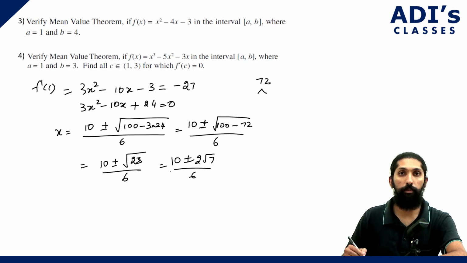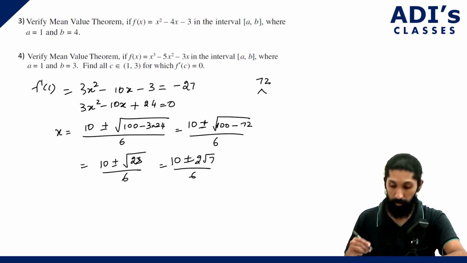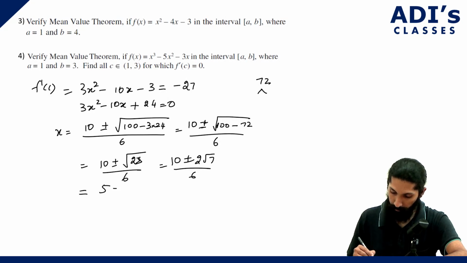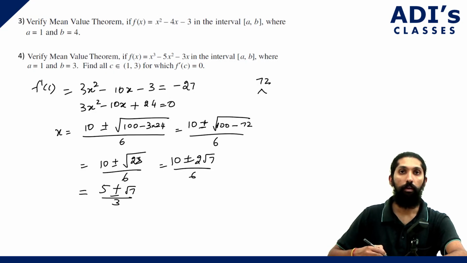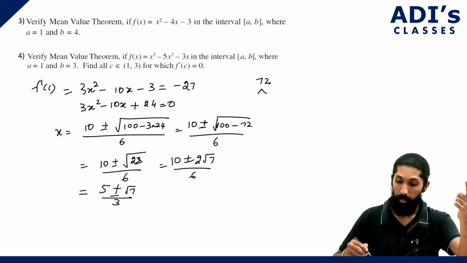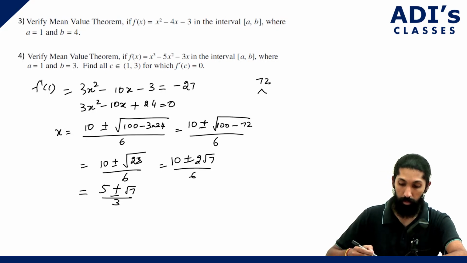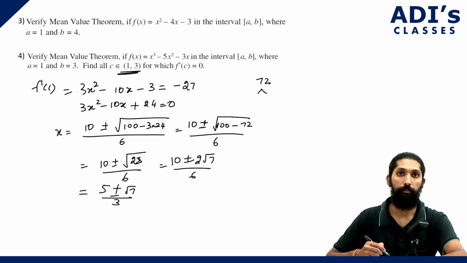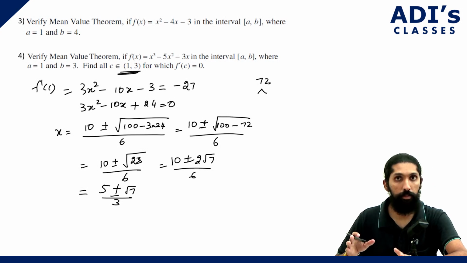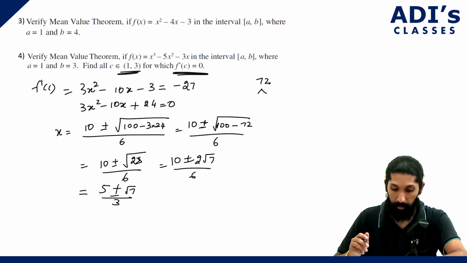Numerator and denominator you can divide by 2. So what do you get? We take 2 common in the numerator. So you are going to get 5 plus or minus root 7 by 3. So when you have 5 plus or minus root 7 by 3, you have two values, 5 plus root 7 by 3 and then 5 minus root 7 by 3. Correct? So 5 minus root 7 by 3 is going to be a value between 1 and 3. So mean value theorem is verified. But the other part, for all the values you are going to get 0. Correct? So that we need to do now.